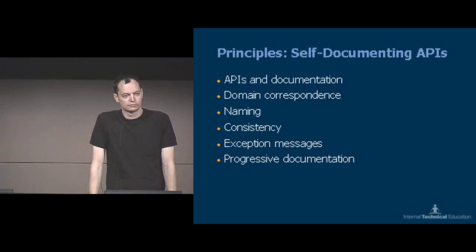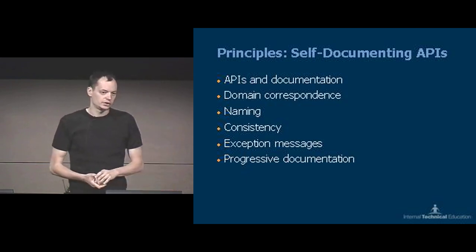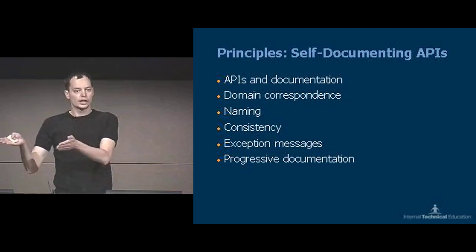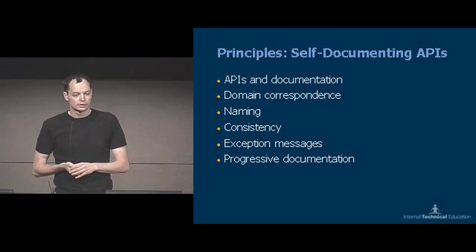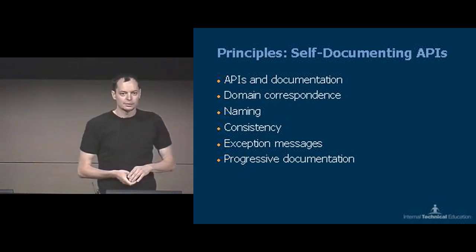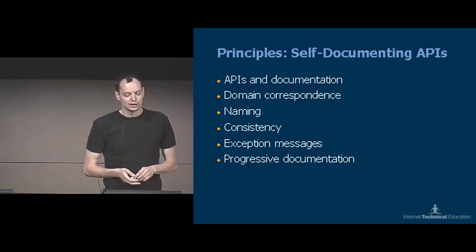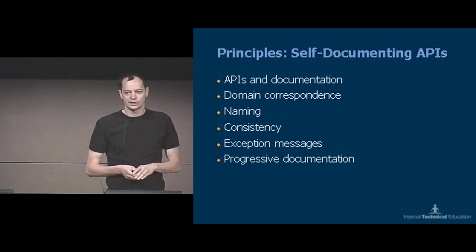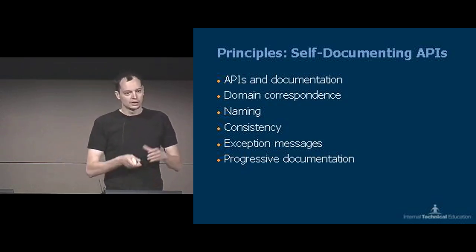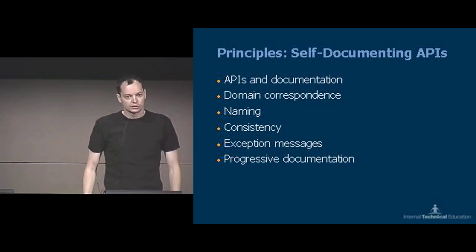Consistency is a very important tool for self-documenting APIs. And the idea is that if you learn one part of the library, and the second part of the library is very similar and consistent, well, it's self-documenting, correct? It just says, hey, I'm a similar pattern. You don't need to learn how to use me. You can just transfer your knowledge from the other part of the library.